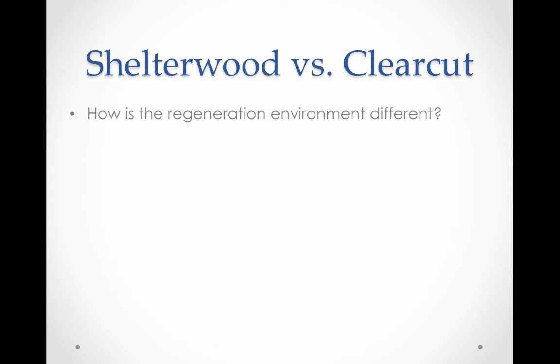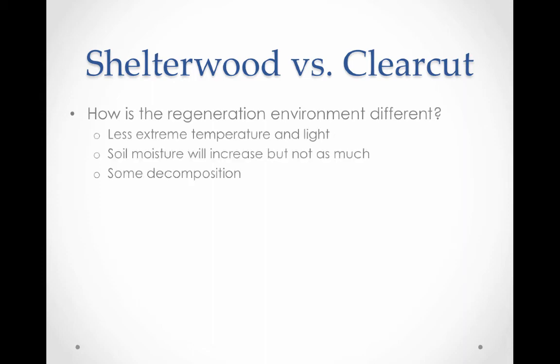So the big question is how the regeneration environment is different. And that big difference is there's less extreme temperature and light. So there's some kind of shade, there's some kind of shelter. So that means less extremes when we're talking about temperature and light. There will probably be increased soil moisture, but not as much. So we still have overstory trees transpiring and sucking up some of that water. And there will be some decomposition. So we had the removal of part of the stand. So we are opening up the stand. But again, we're not opening it up as much as a Clearcut.